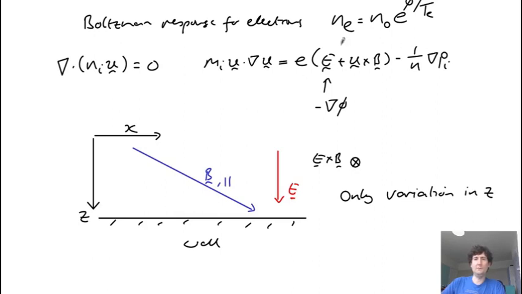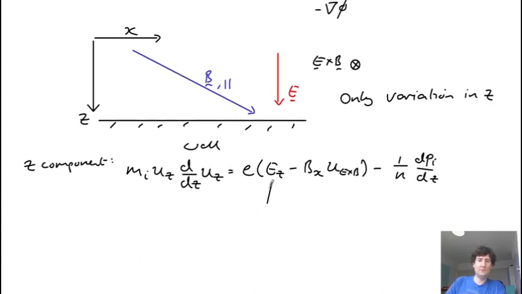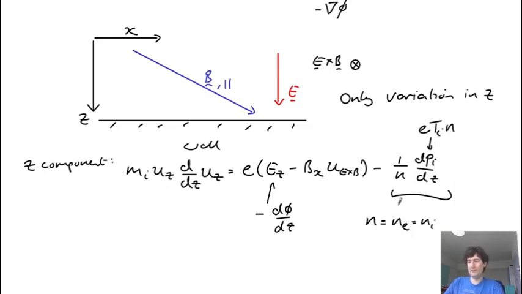So I take the z component of the momentum equation, and because Ez is just minus d phi by dz. And this pressure term here is a bit more tricky. First we take the ion pressure. This is e times Ti times n, where n is the density. We're assuming that n is just Ne, which is Ni, so all quasi-neutral. And then this part here is just e times Ti times the derivative of the log of n. So this is e Ti d by dz of log n.